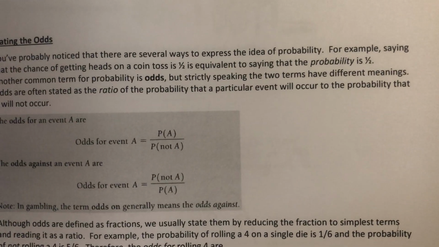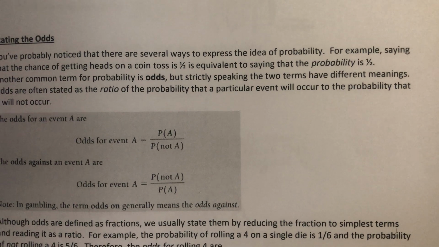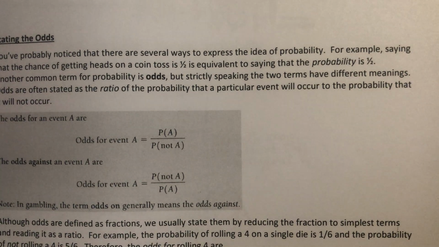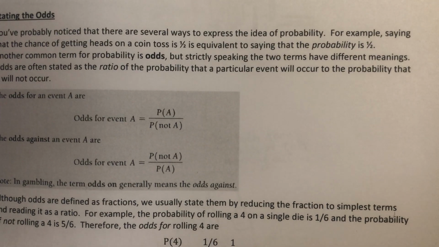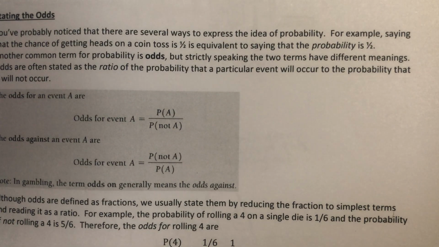All right, so that's probability. There's also odds. For those of you that follow sports, you probably hear odds talked about a lot. So probability versus odds. To find the odds of something happening, it is the probability that it does happen over the probability that it does not happen.